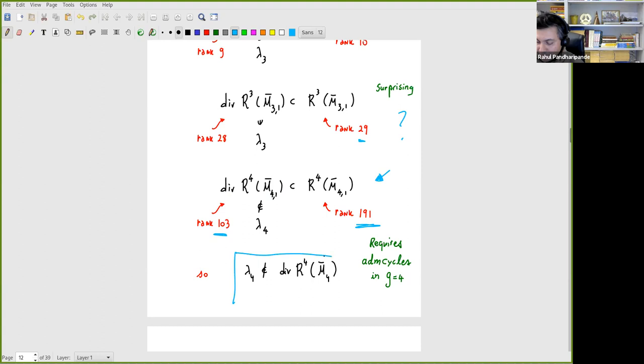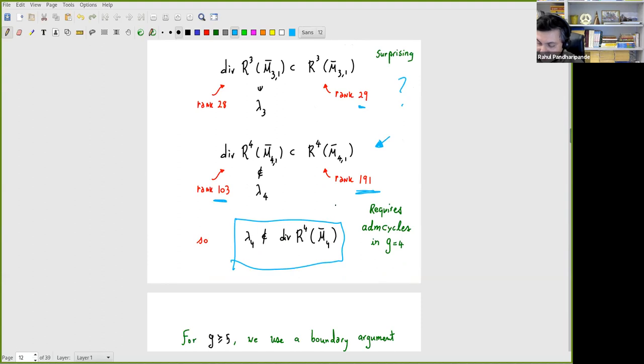So this is our input for the theoretical part, that lambda 4 is not in the ring of divisors on M_4,1. Sorry, I guess I should put it. Anyway, I did say it here. Lambda 4 is not in the ring of divisors for M_4,1 bar. And this requires a much more complicated ADM cycles calculation. Okay, so that's our input. Somehow, maybe I should put a 1 here, I'm not sure. It's logically correct, but I should emphasize it's on 1.